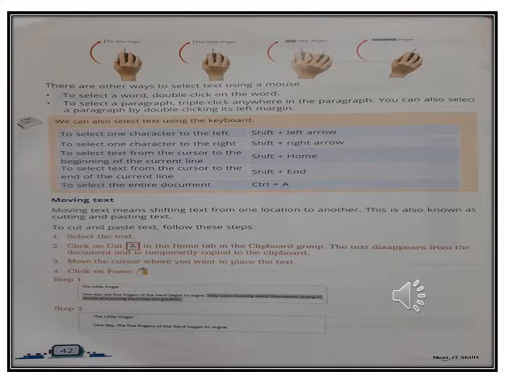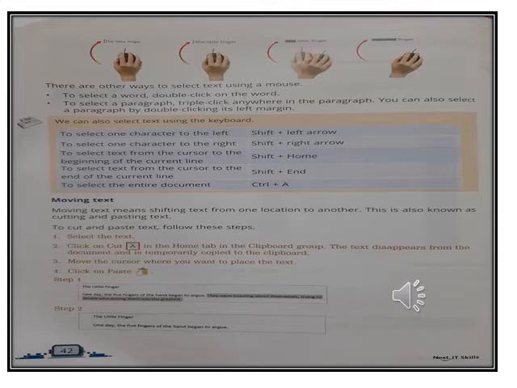In the previous class, we have learned how to open MS Word, what is MS Word, how to type text, how to save a document, how to open a saved document, and how to select text. So now let's start reading. There are other ways to select text using a mouse. So there are different ways to select text using the mouse. To select a word, double click on the word. Or to select a paragraph, triple click anywhere in the paragraph. You can also select a paragraph by double clicking its left margin.